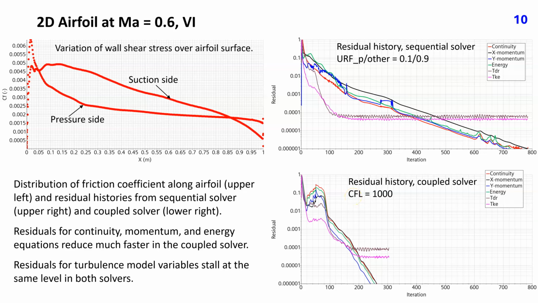Residuals for continuity, momentum, and energy equations reduce much faster in the coupled solver, which is more efficient than sequential solver in subsonic flows. Residuals for turbulence model variables stall at a low enough level in both solvers. This was not further investigated, but the most likely cause is the use of second-order discretization for convection and the actions of gradient limiters. The results are not affected because the residuals were reduced by 4 orders of magnitude before stalling.